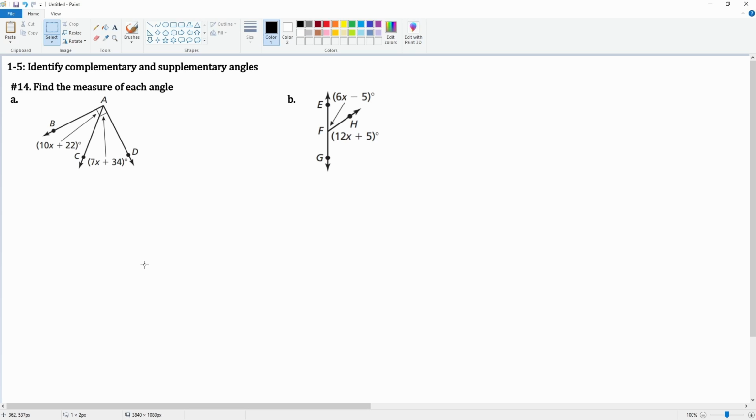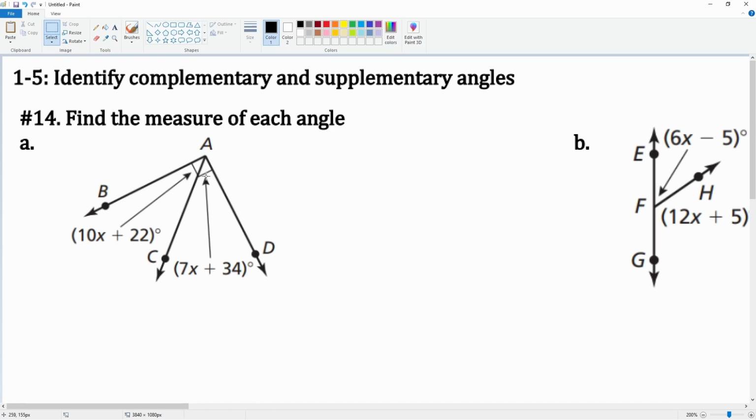1-5. Identify complementary and supplementary angles. We have number 14. Find the measure of each angle. So we have to find here, it looks like, well, we already know one of them. Look, the entire thing here looks like it's 90 degrees. So we can say angle BAD is actually 90 degrees because of that box.